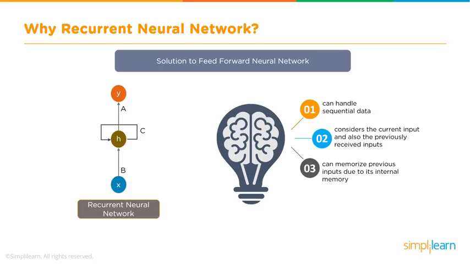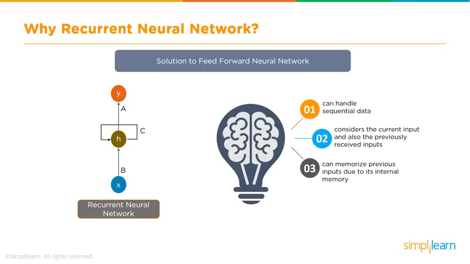Solution to feed-forward neural network. You'll see here where it says recurrent neural network, and we have our X on the bottom going to H, going to Y. That's your feed forward. But right in the middle it has a value C, so there's a whole other process. So it's memorizing what's going on in the hidden layers, and the hidden layers, as they produce data, feed into the next one. So your hidden layer might have an output that goes off to Y, but that output goes back into the next prediction coming in. What this does is this allows it to handle sequential data. It considers the current input and also the previously received inputs.